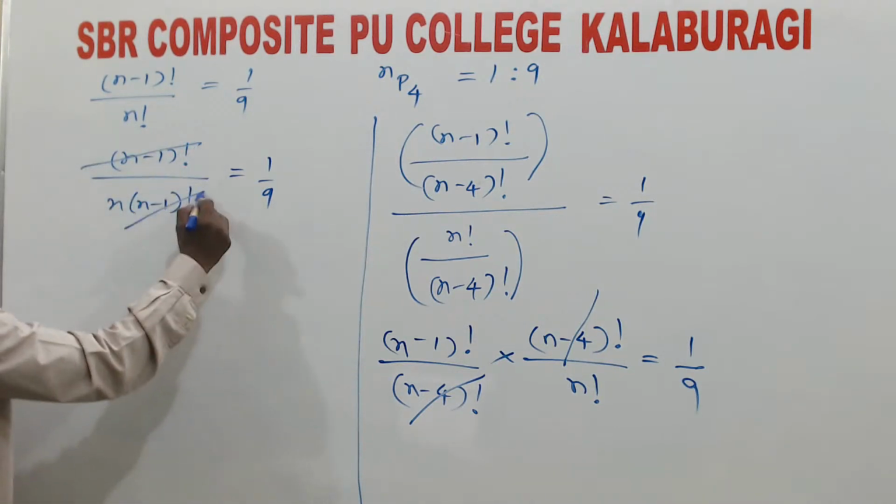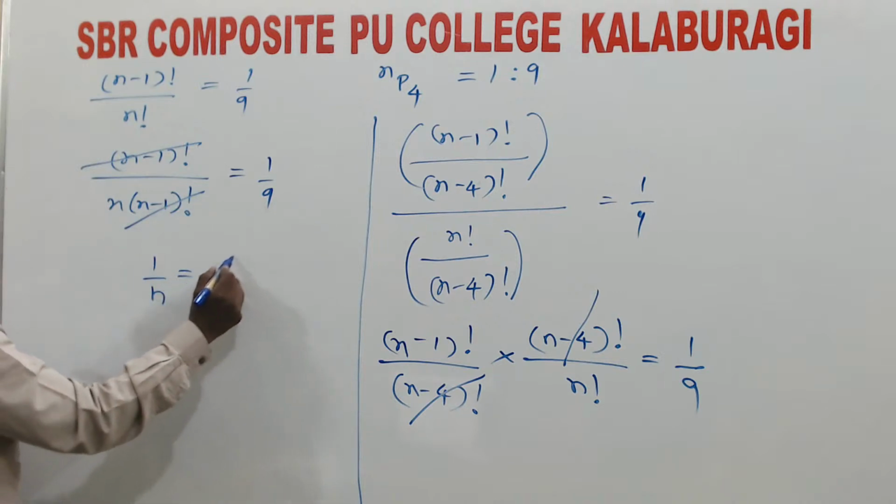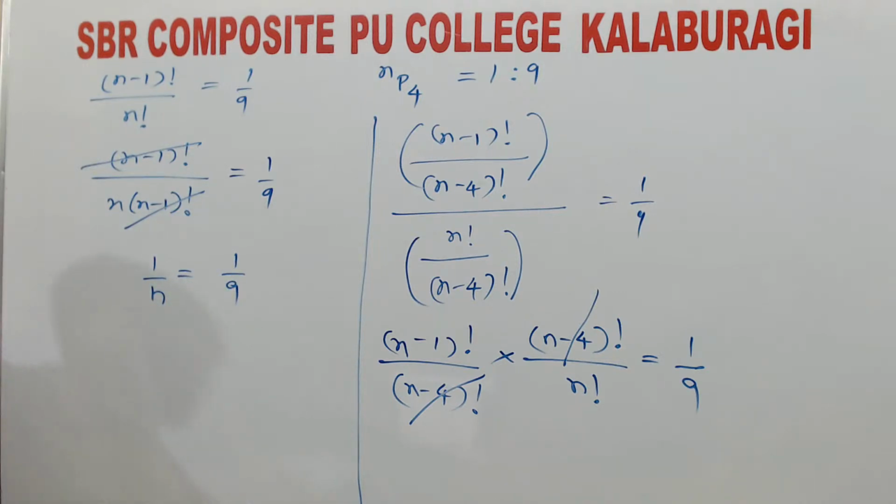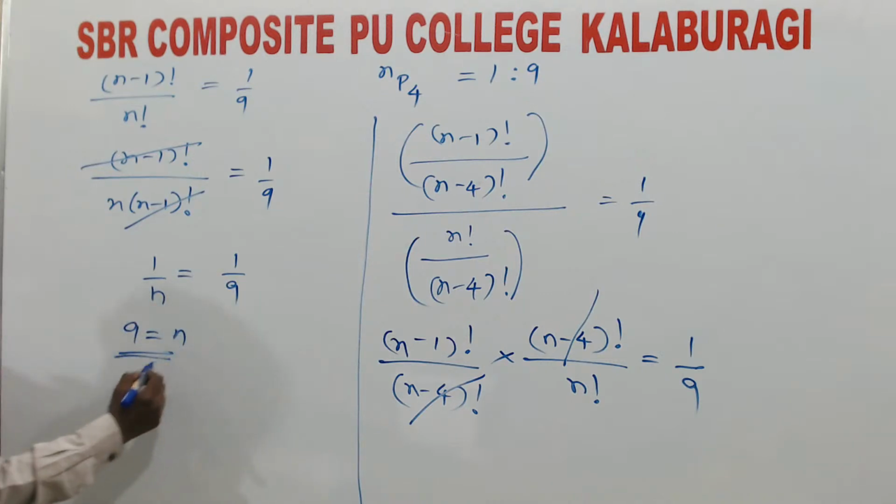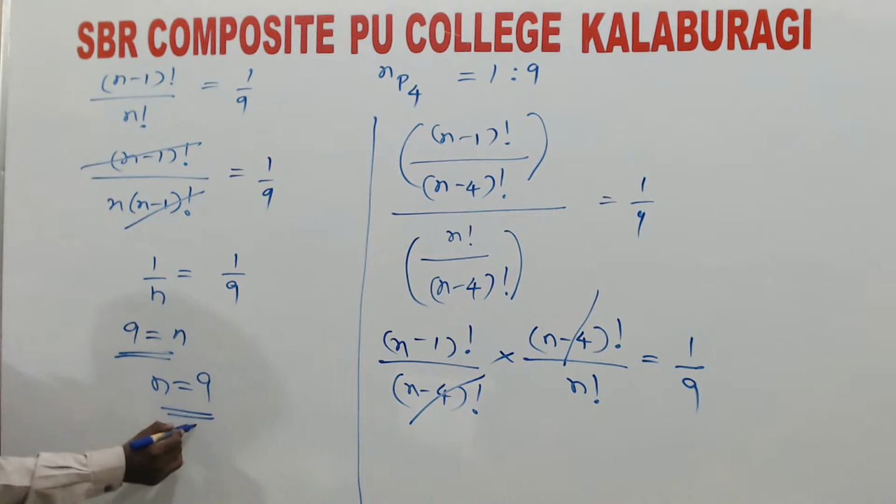So this cancels, right? 1 by n is equal to 1 by 9. Just cross multiply, students. So what is the value of n? The value of n is 9. Okay. Now let me look at the 7th question.